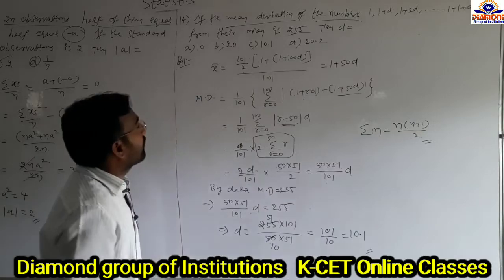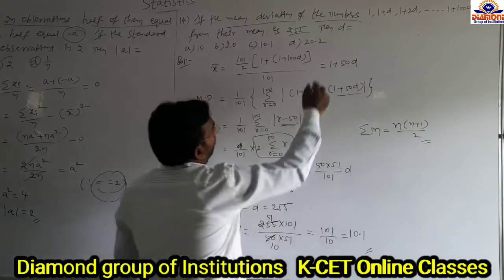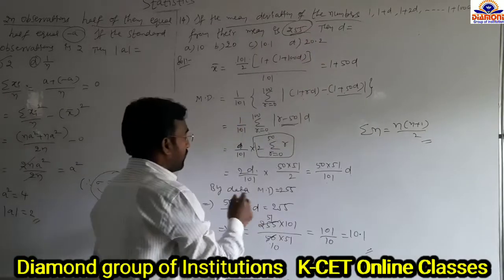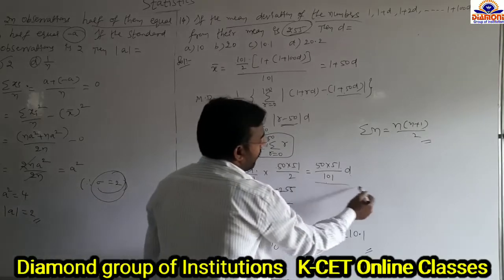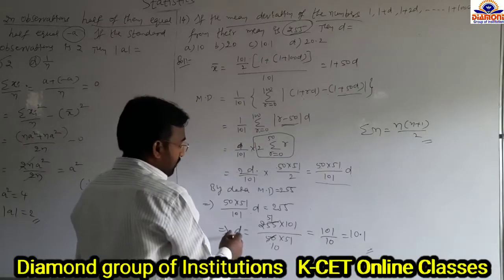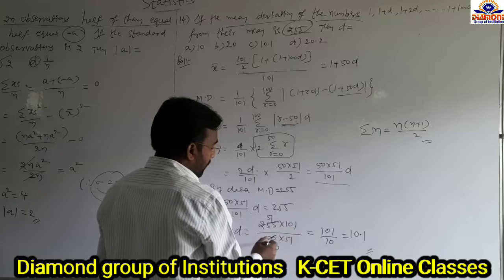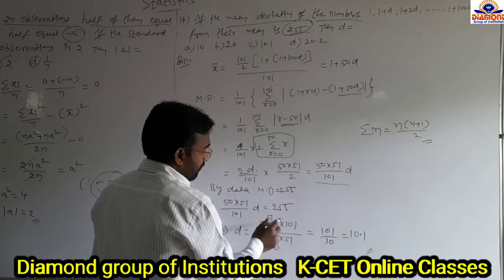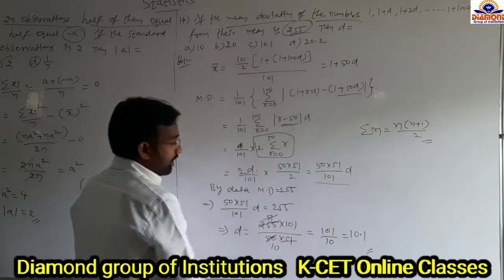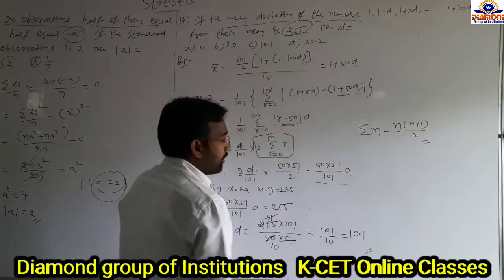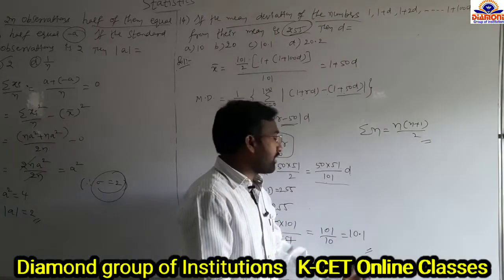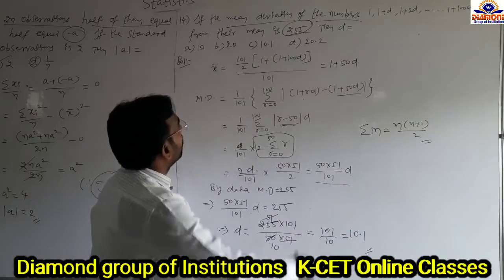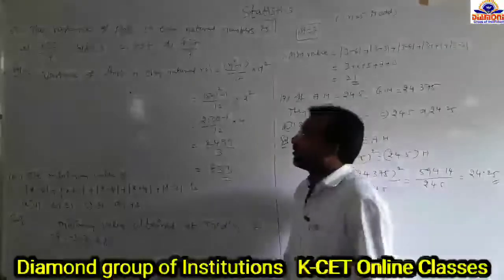But in the given data, mean deviation equals 255. So this value you can take equal to 255. So d equal to what? 255 into 101 by 50 into 51. So 5 tens, 5 51s; this 51 also cancels. You get 101 by 10. 101 by 10 is nothing but 10.1. So the option is C. So next problem.